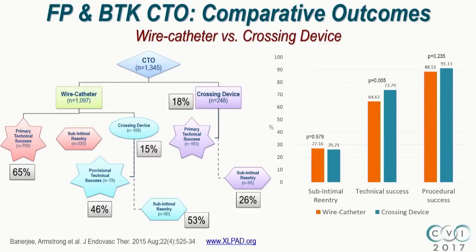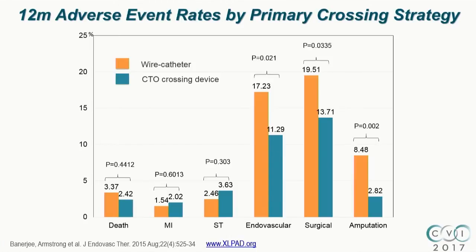Technical success, where the initial device or wire crossed into the true lumen, was higher with the crossing device. However, procedural success, meaning the operator was able to complete the procedure with less than 30% residual, was equivalent in both these groups. I did not show you the 30-day outcomes, however, which were equivalent. At 1 year, the need for repeat endovascular and surgical revascularization, at least in the CTO device group, was statistically significantly lower. And I was kind of perplexed.